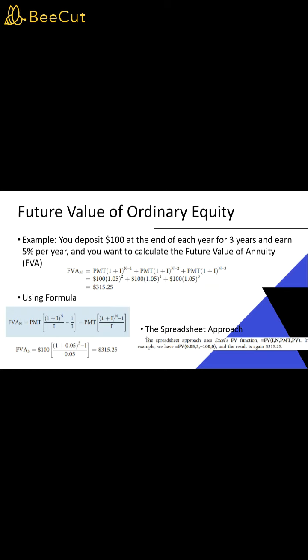And the formula for that is going to be equal to future value, brackets 0.05 comma 3, which is n. The payment is minus 100. That is an outflow, and the present value is 0. And that will also give you the same amount of 315.25.